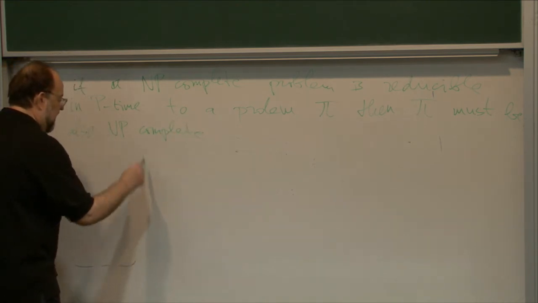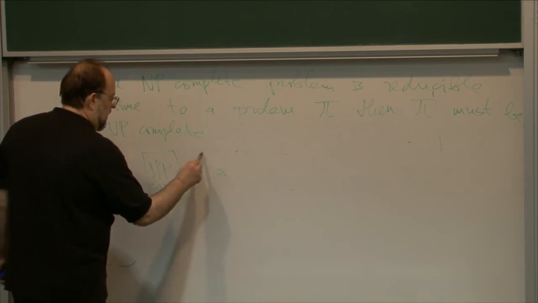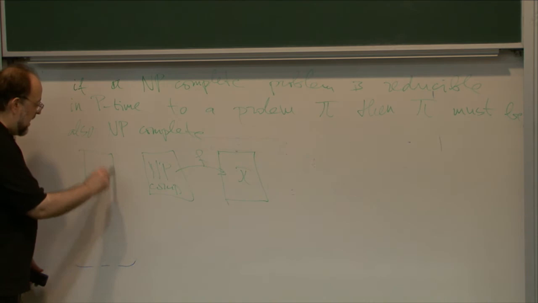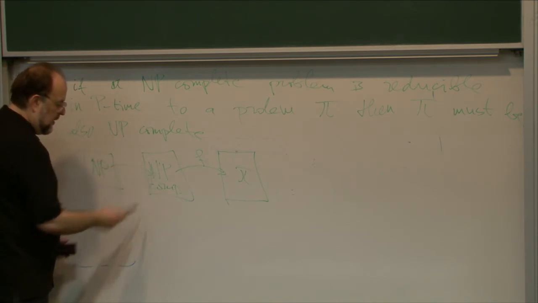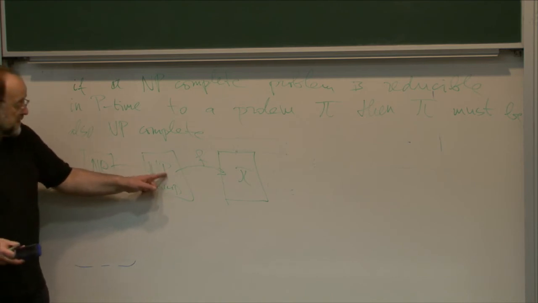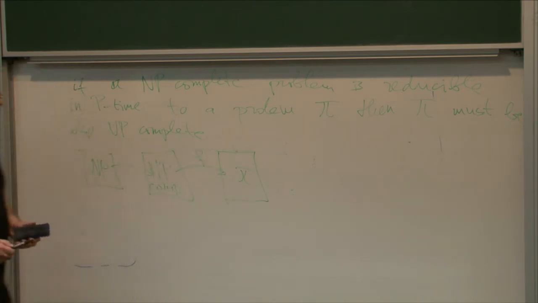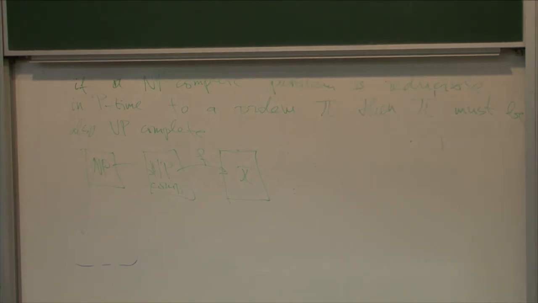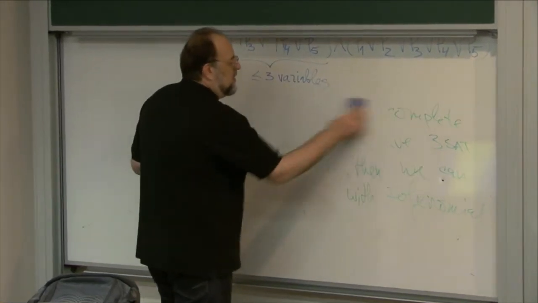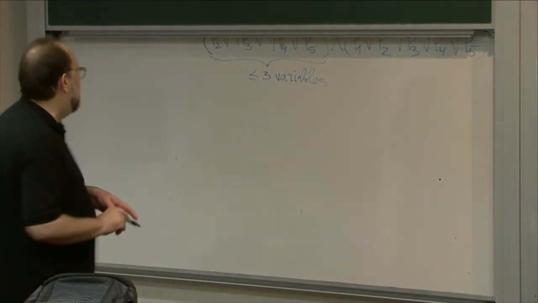Why is this so? Well, if I have an NP-complete problem that is reducible in polynomial time to a problem pi, then any other NP problem is reducible to it, because this is an NP-complete problem. And because this is reducible to pi, by composition you get that this NP problem is reducible to pi as well. So what we want to show here is that any SAT is reducible to a 3-SAT. And the trick is very, very simple. You introduce more variables, right?